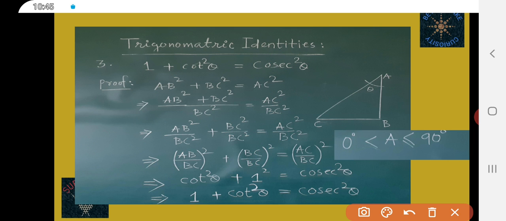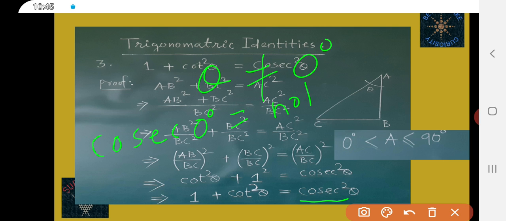And the theta value, that is angle A, lies between 0 degree and 90 degree, and theta is equal to 90 degree is allowed, okay, but theta does not equal 0 degree. Why? Because you know that cosec 0 degree is not defined.